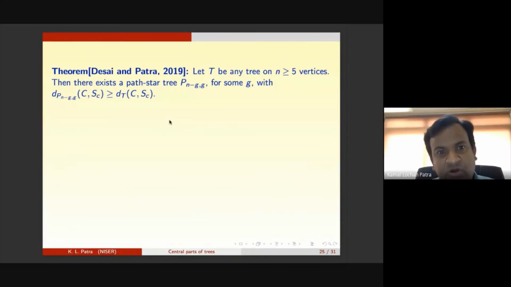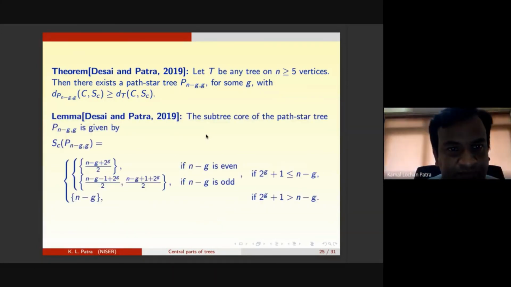Once the subtree core comes into the picture, we still have three such distances: center and subtree core, centroid and subtree core, and characteristic set and subtree core. In 2019, with one of my students, we proved what the exact distance is between center and subtree core and centroid and subtree core among all trees on n vertices, if we try to maximize the distances.